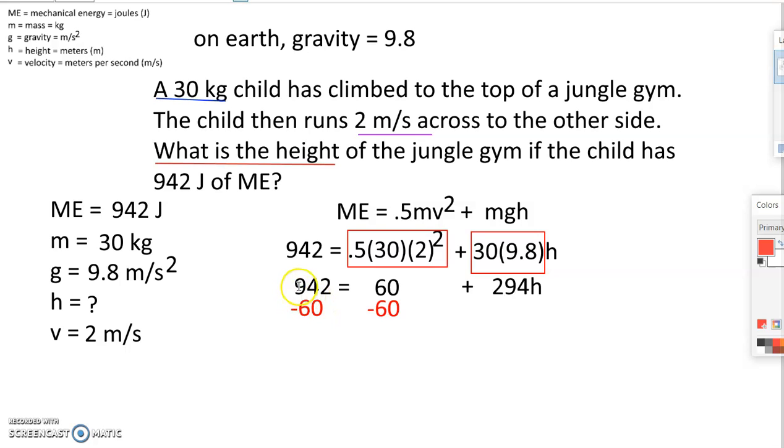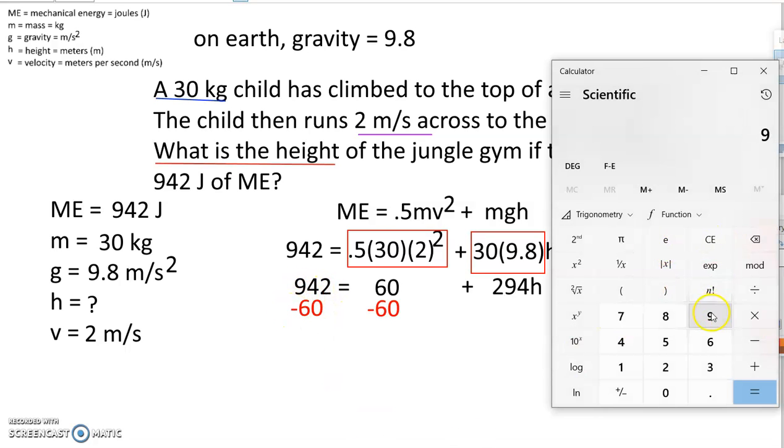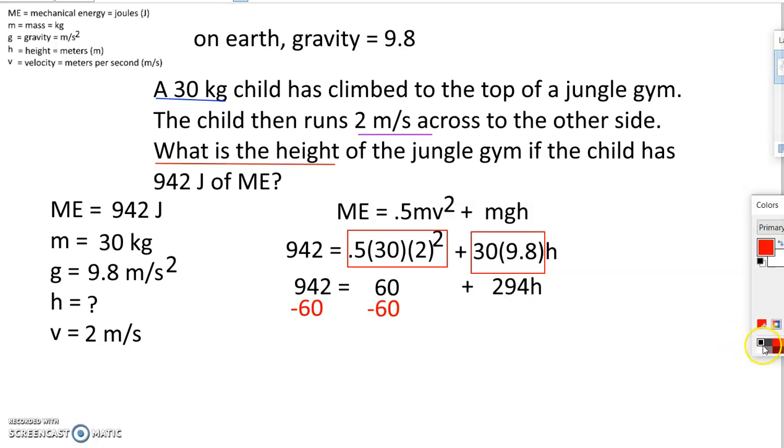So in my calculator, I'm going to do 942 minus 60. And that gives me 882. So let's write that underneath. 882. I'm going to bring down the equals because that's still there. I'm not going to bring the 60 down because it's gone. We just canceled it out. But I am going to bring the 294 and the h down.